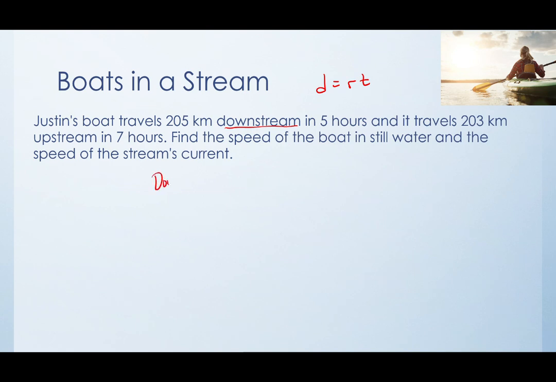So when he travels downstream, his rate is his boat's rate. Let's say b is the boat rate and r is the river rate. When he's traveling downstream, his total rate is the sum of his boat plus the river rate. He travels that in 5 hours, so that's our time. And he travels a distance of 205 kilometers.